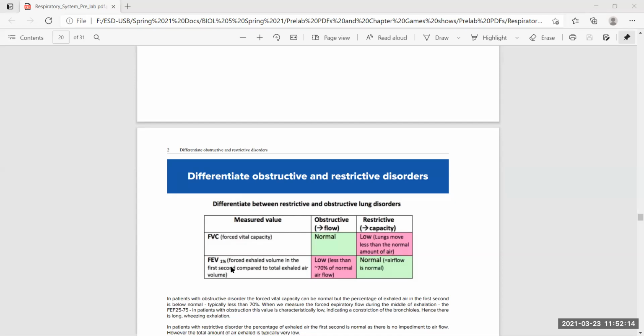FEV1 is the forced exhaled volume in the first second compared to the total exhaled air volume. So how much you can exhale in the first second, as a percent of the total. This is low, less than approximately 70% of normal, in obstructive disorders, and it is normal in restrictive lung disorders.